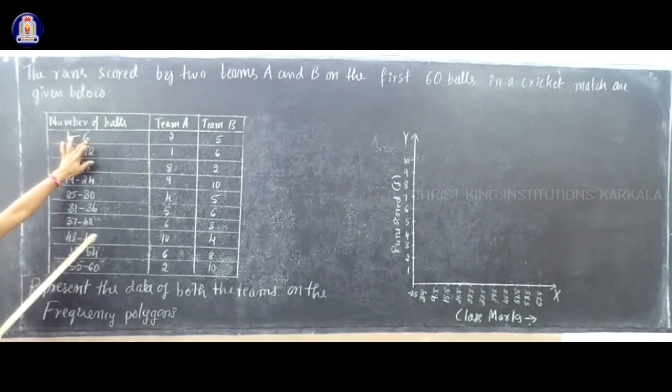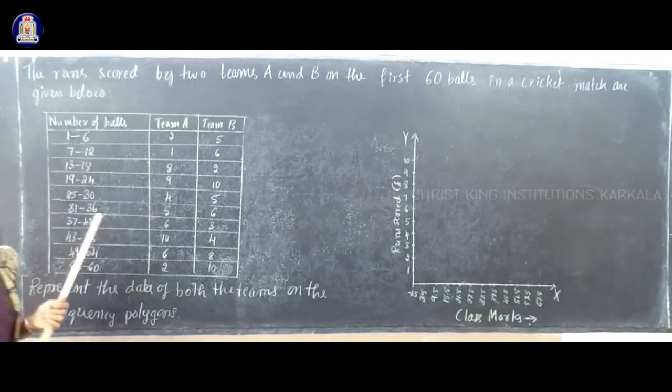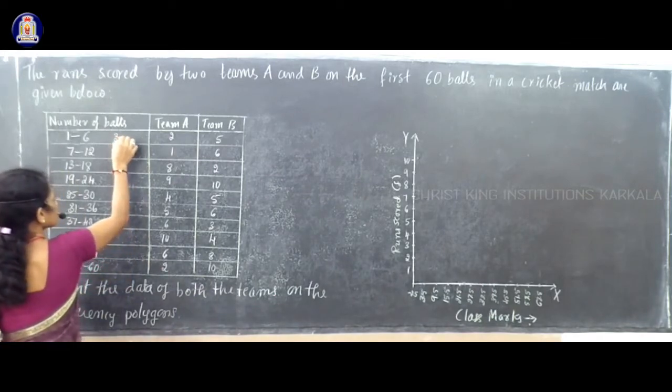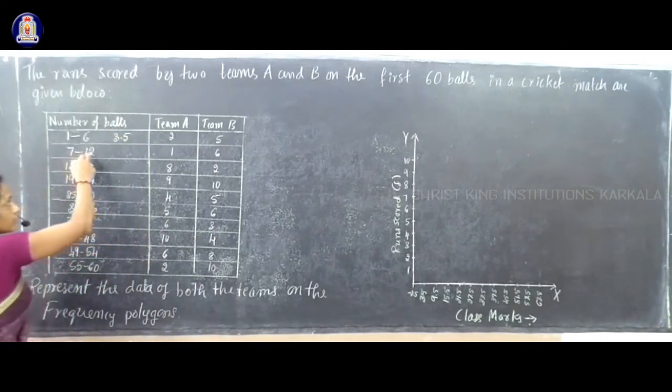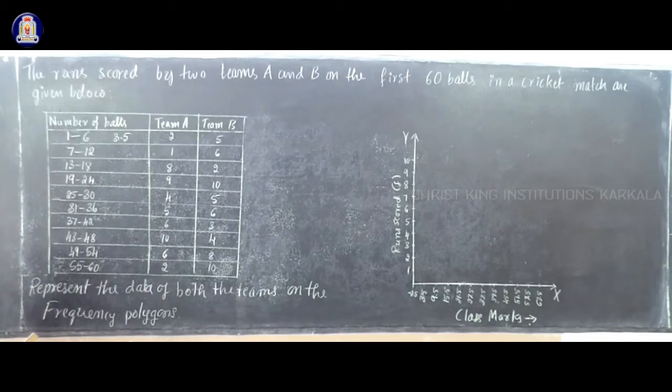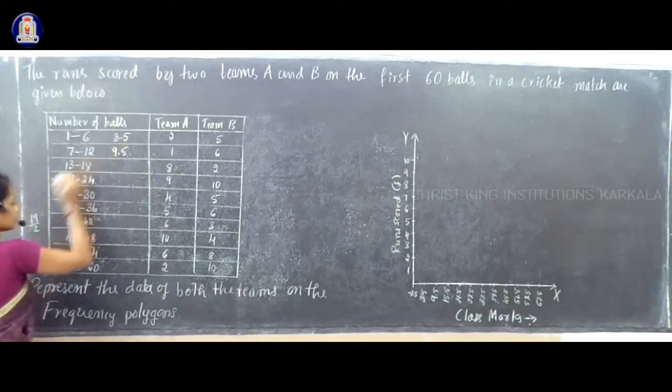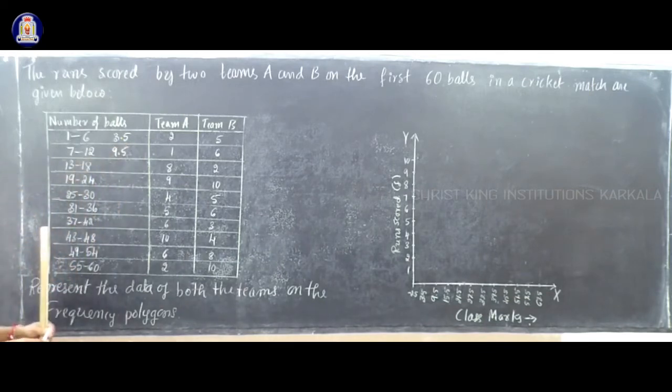Now 6 plus 1 is 7. 7 divided by 2 is 3.5. So here 3.5. Next, 7 plus 12 is 19, divided by 2. That gives you 9.5. Next you have 13 to 18.